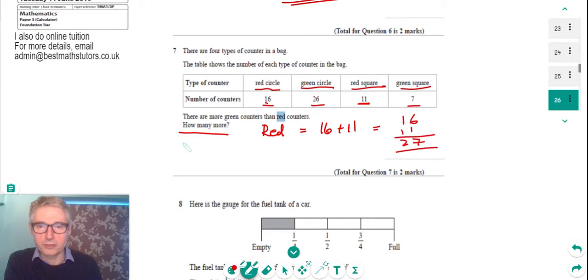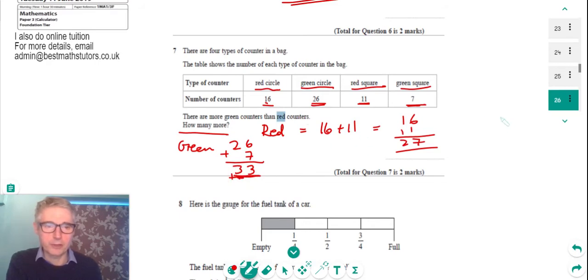And for the green, we've got to add the 26 and the 7 up. So 26 plus 7. We're going to add the 6 and the 7 together, gives 13, carry the 1. Write down 3, carry 1. And we're going to go 2 plus the 1 we carried is 3. So that's equal to 33.